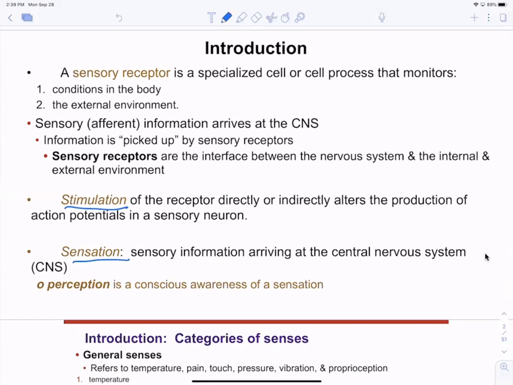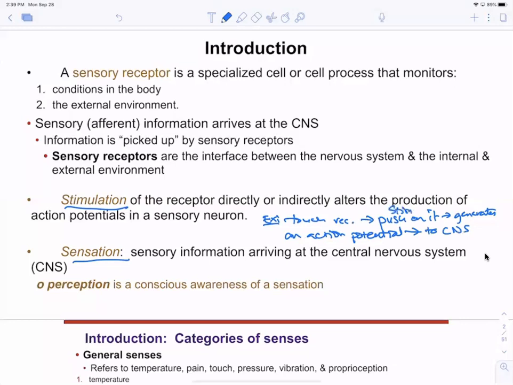So, as I say, the stimulation of the baroreceptor or touch receptor. Here's an example. You have a touch receptor and you push on it. That is physical distortion, and that generates an action potential, which is an electrical current. And that action potential goes to the central nervous system. The stimulation is going to be pushing, right? So this is the stimulation here, pushing on the sensory receptor ending. And then the sensation is the action potential being generated and going into the central nervous system.